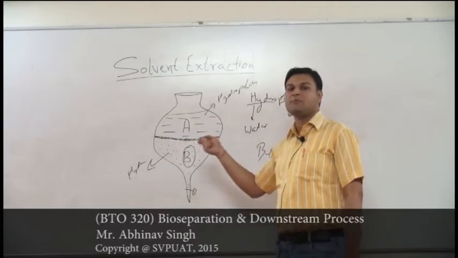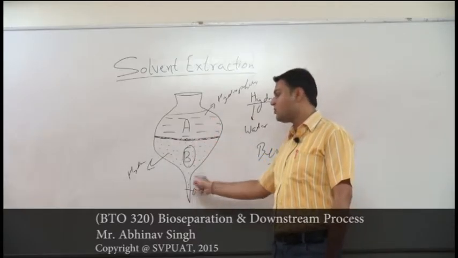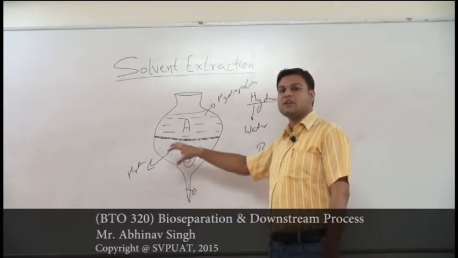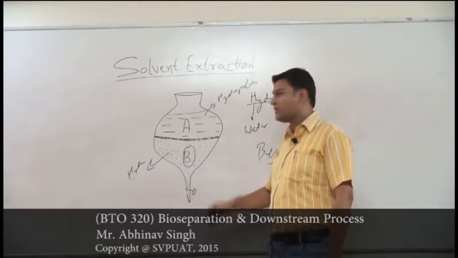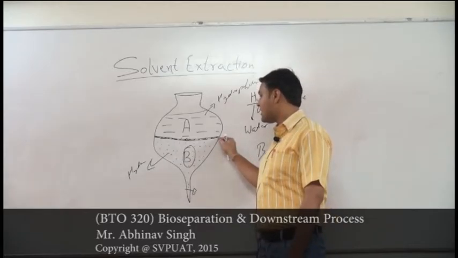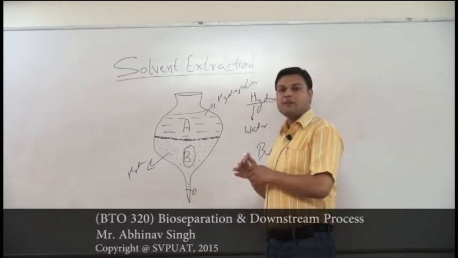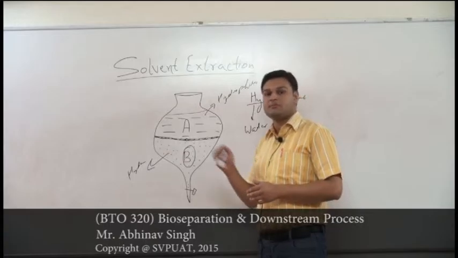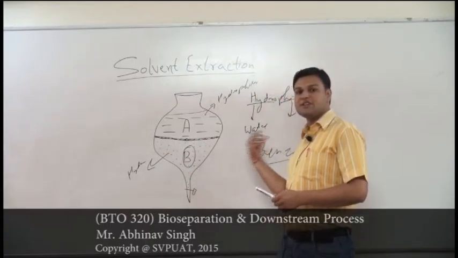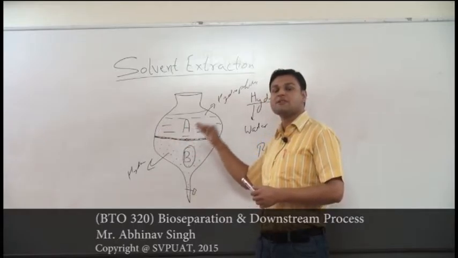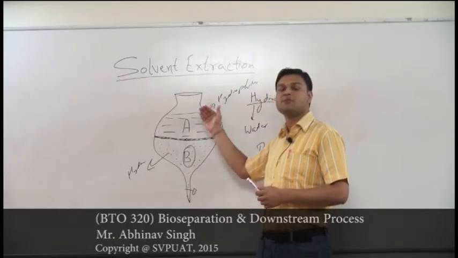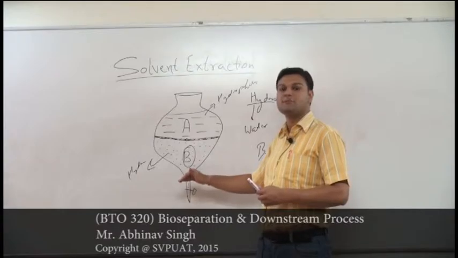After the proper standing time, we directly open the tap. First of all, the solution present at the bottom will come out. We will harvest it up till this particular phase. When this solution has been removed, we will change the beaker. Then in the second beaker, we will collect the phase lying between the two phases, that is, between phase A and phase B.